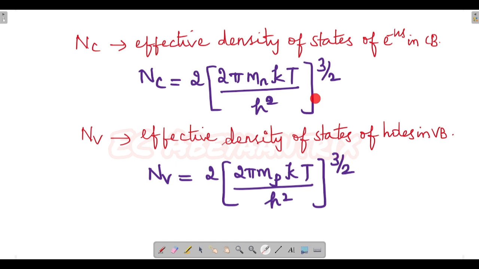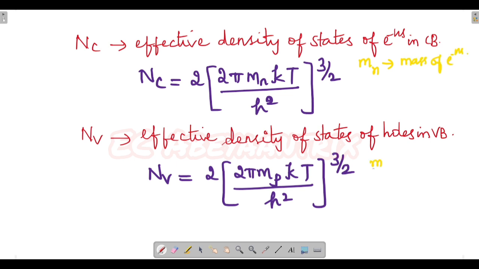Learn this formula also. This is an important formula, but not widely asked. Directly they may ask, but it is not widely used for problems; still, direct questions we can expect from this topic. NC is nothing but 2 into (2 pi mn kT by h square) the whole power 3 by 2. Here mn: m refers to mass and n refers to electrons. So mn means the effective mass of electrons.